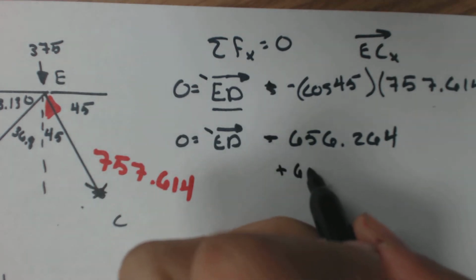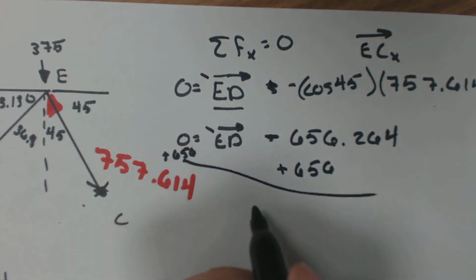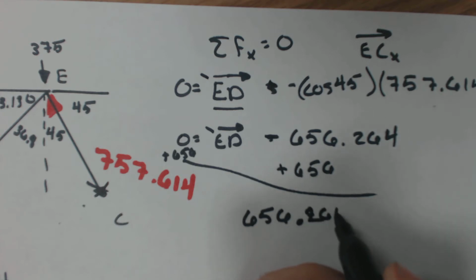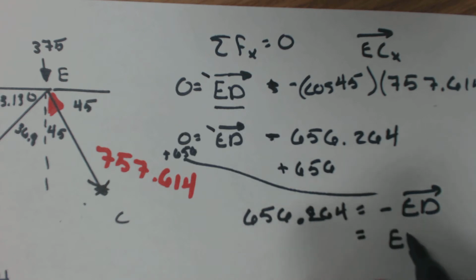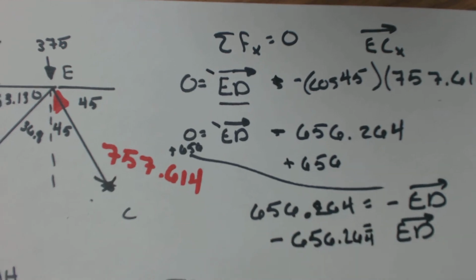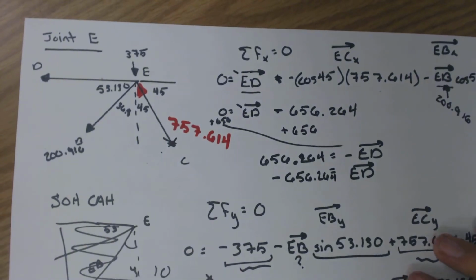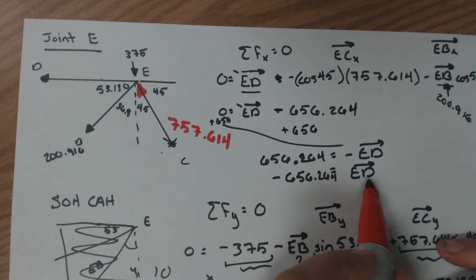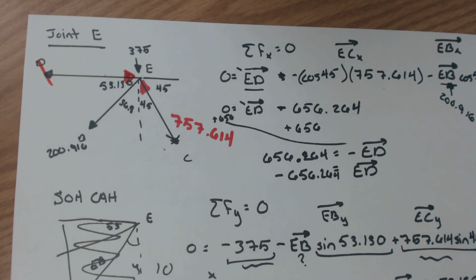Now I add my 656 over to the other side. Positive 656.264 equals a negative ED vector. So my ED vector equals a negative 656.264. What does that say about our picture? Well, that says our direction for our arrow was assumed incorrect. So ED must actually go towards the joint.